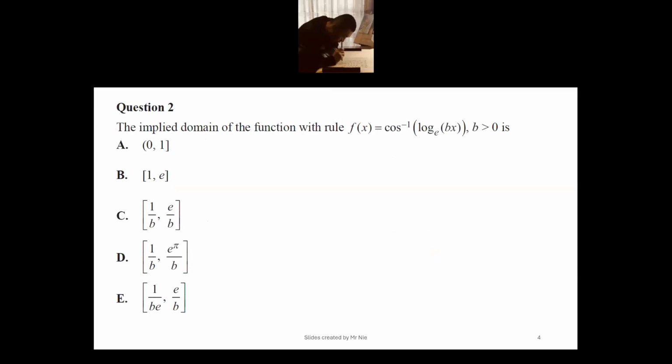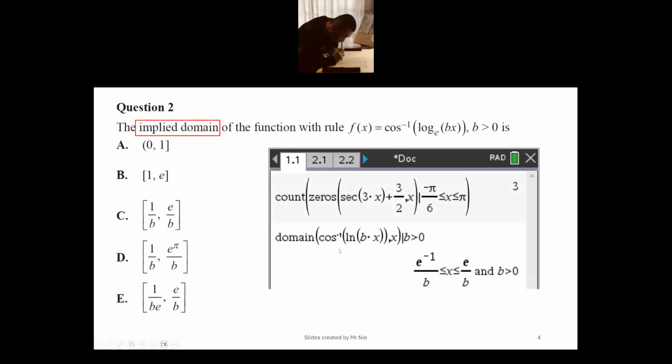The next question concerns the implied domain of this composite function, which is cos inverse of log e of bx, where b is a positive real number. You can just use the domain button, and when you use it, you have to put a multiplication sign between b and x and type in the function correctly. And don't forget to provide a domain restriction for the parameter: b is greater than 0. So you'll find option E is the correct answer.